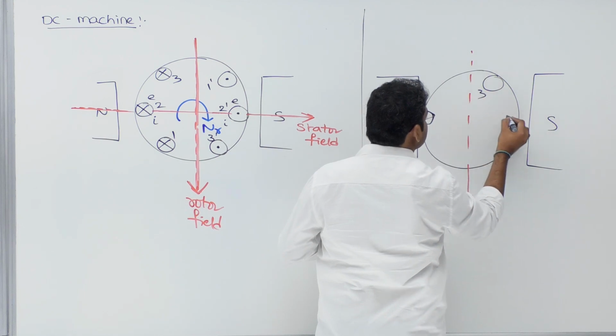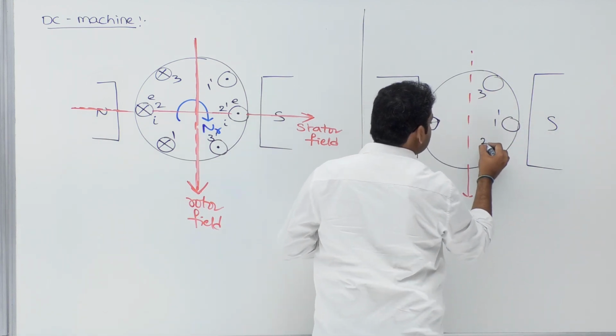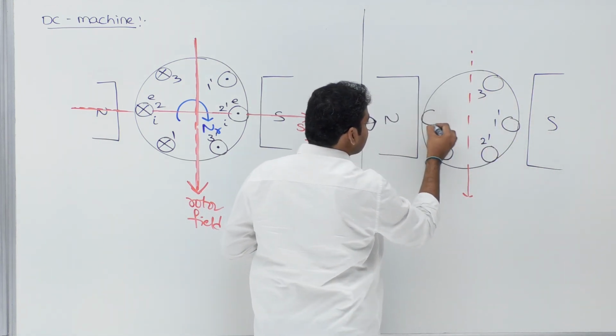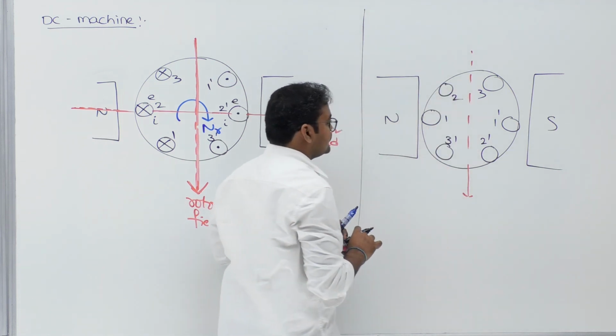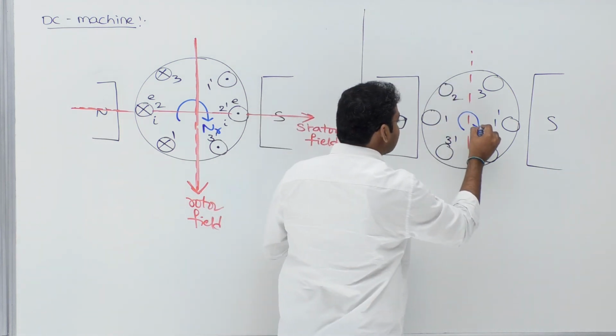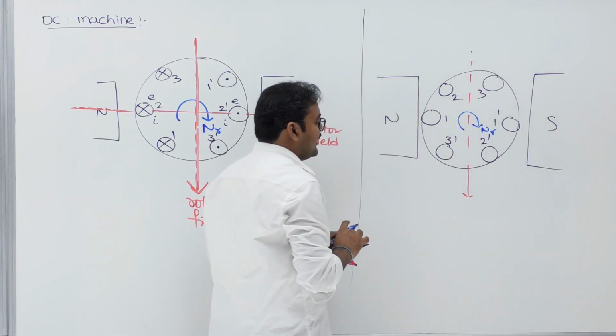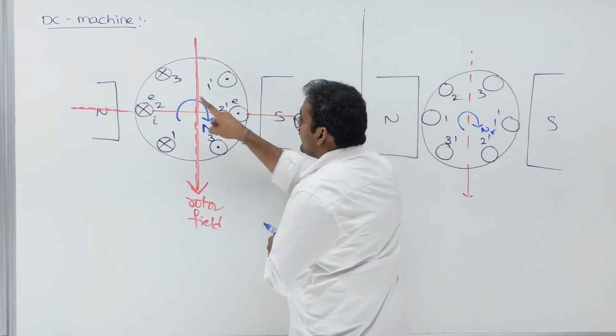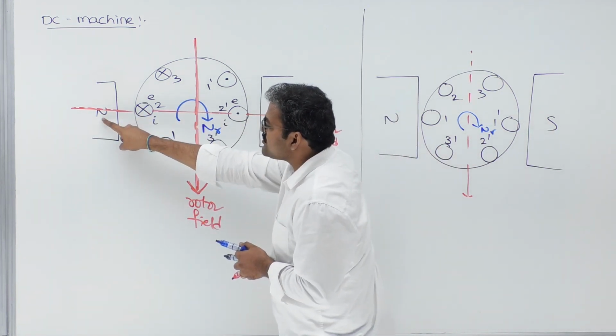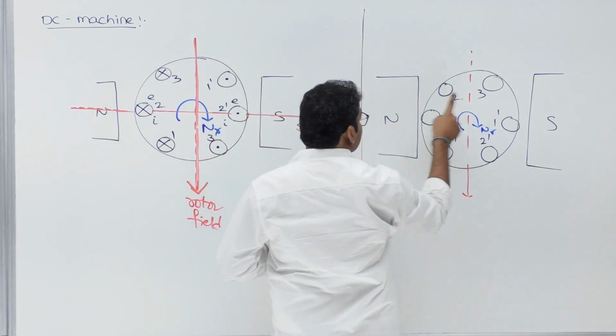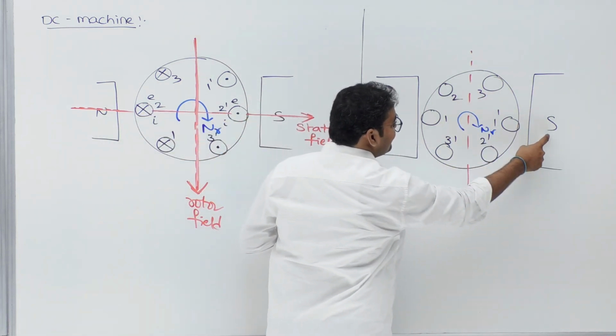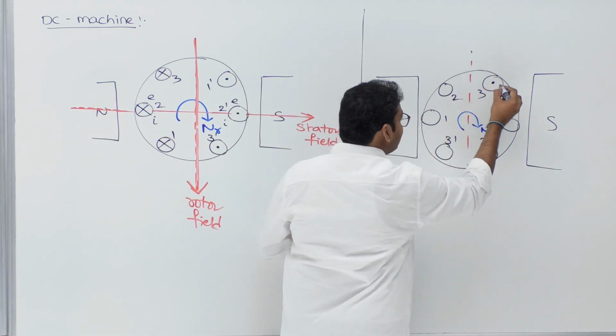This is conductor 3. This is 1 dash, this is 2 dash, 3 dash, 1, 2. The rotor is rotating in the clockwise direction at a speed NR. Now tell me, earlier conductor 3 is under the influence of which pole? North pole. But now conductor 3 is under the influence of the south pole. Therefore the polarity will change.